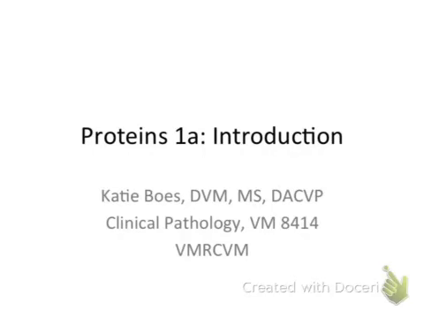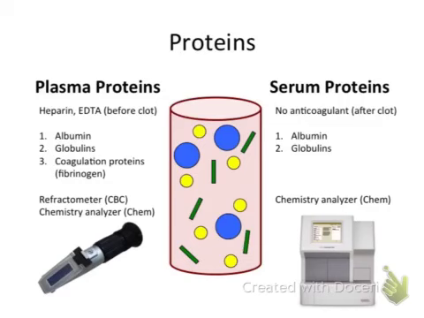This lecture is on an introduction to proteins. Proteins in blood are measured as plasma proteins or serum proteins. The three main fractions of plasma proteins are albumin, globulins, and coagulation proteins, which is mostly fibrinogen.